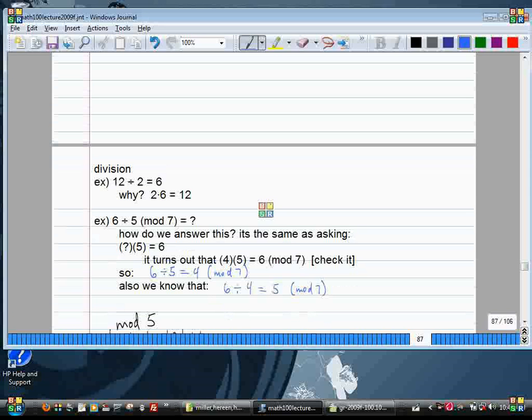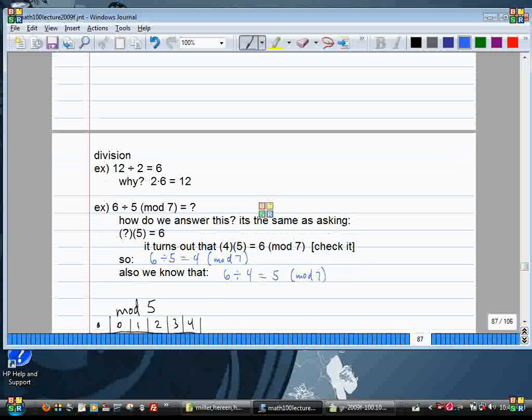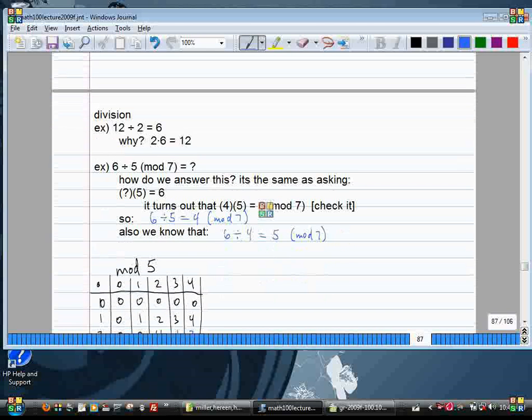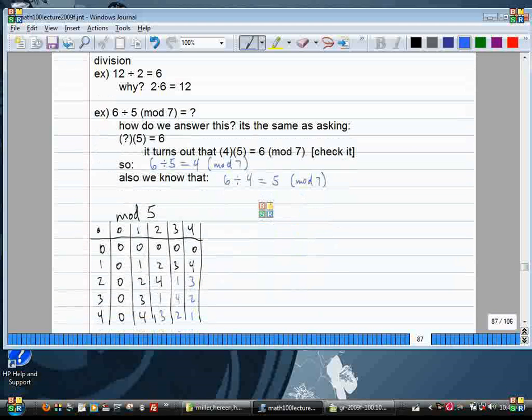So I'm going to switch to mod 5, and we're going to make a table, a multiplication table. Okay. And I've taken the liberty, since we seem to have a good handle on doing multiplication, of already filling everything in.